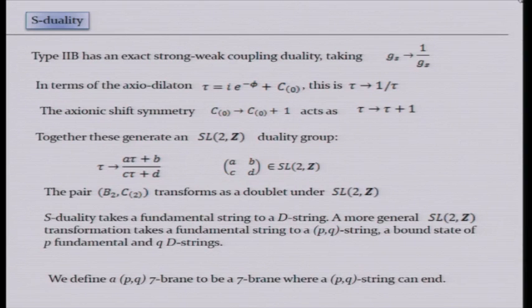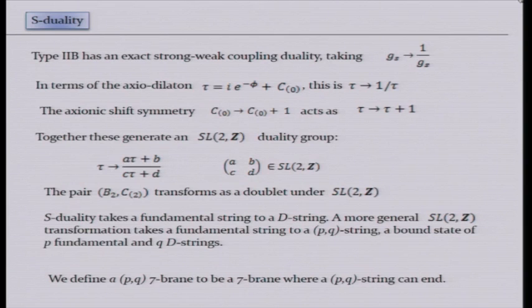if you redefine C0 to C0 plus some constant. It turns out that that's only true without D-branes. It's not invariant if you also have D-branes present. If you have D-branes present, then it's only invariant under a shift by one or a multiple of that. Now, how does that act on tau? Well, it just acts on this part, so it takes tau to tau plus 1.